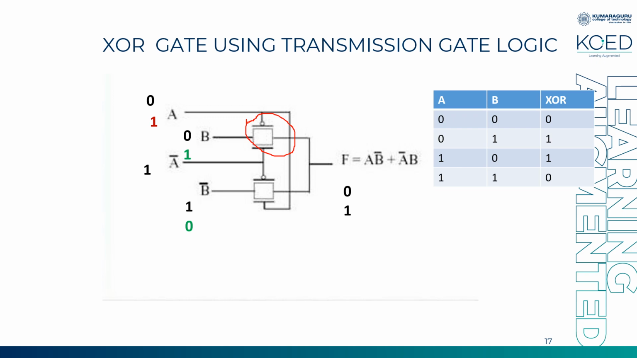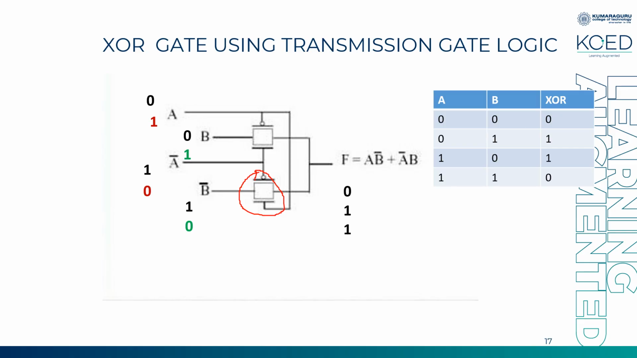A is 1. Obviously, if A is 1, A bar will be 0. Now, since the control signal has changed, the second transmission gate will turn on. Okay, so this transmission gate will be turning on. So now let me check again. 1 0 combination. My A is 1, and A bar is 0, and B is 0. If B is 0, here B bar is 1. So 1 has the path to move from B bar to F.